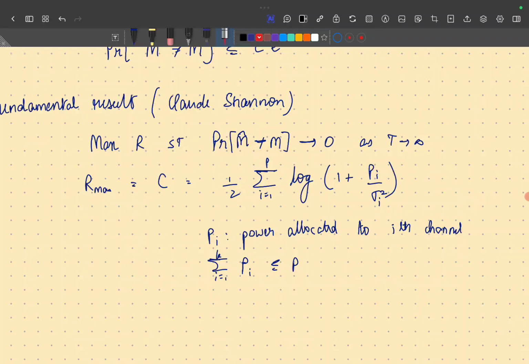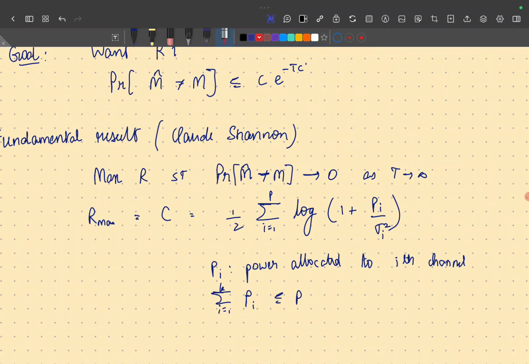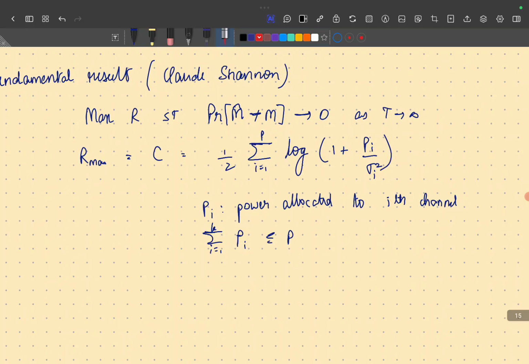So what is the R max equal to C? Is it the same C as the other one? Which one? Oh, okay. Yeah, again, bad notation. Let me call this C prime, C double prime. This C is different. Why did you use C here? Because this is a quantity that is called the capacity of the channel. That's why I use the term C.